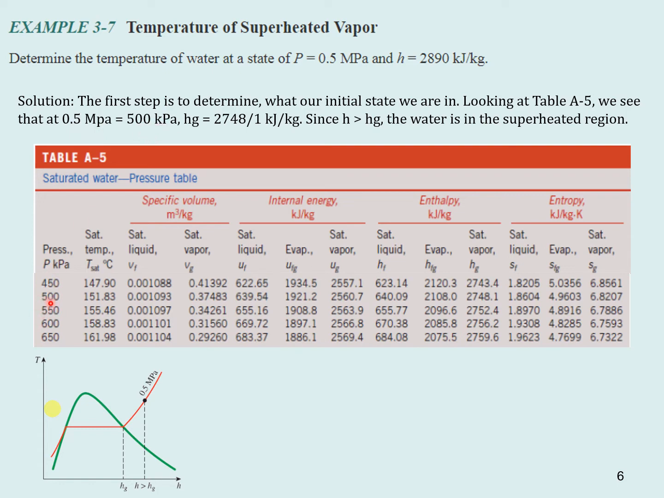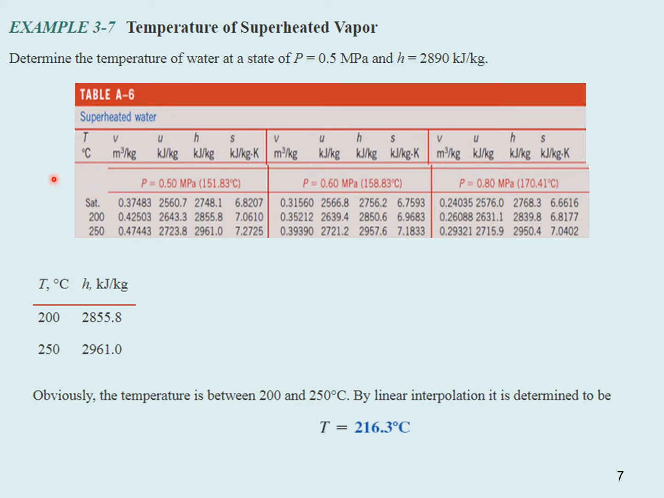If you come down to 500, let's slide over and look at the Hg value for 500. It's 2748.1. Since our enthalpy H value is 2890, which is greater than Hg, we know we're in the superheated region. So now let's proceed to the superheated tables. Since we have the metric system, let's go to table A6.